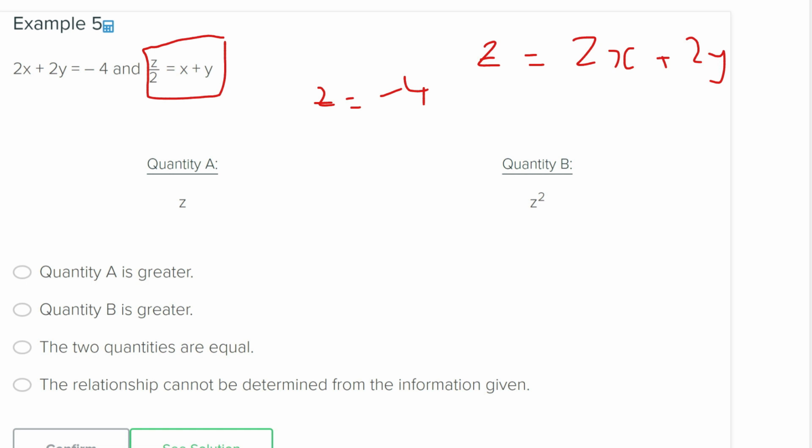Then I noticed, and it's always good to be paying attention to this kind of thing because there's always shortcuts involved, that the 2x plus 2y is the same 2x plus 2y that's on the other equation. So if z equals 2x plus 2y and 2x plus 2y equals negative 4, then z must equal negative 4. And if z is negative 4, quantity A is negative 4, and quantity B is positive 16, because negative 4 squared is positive 16, so quantity B is bigger. So we can check our answers, but I really hope you enjoyed this little quiz.